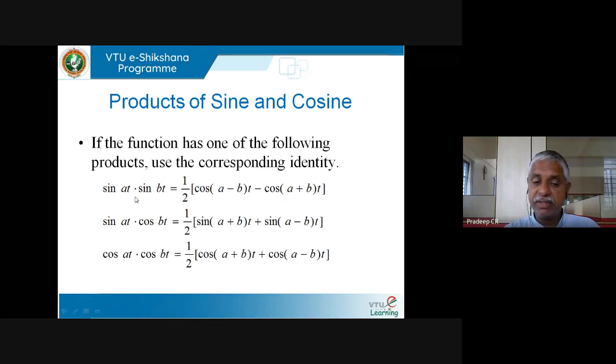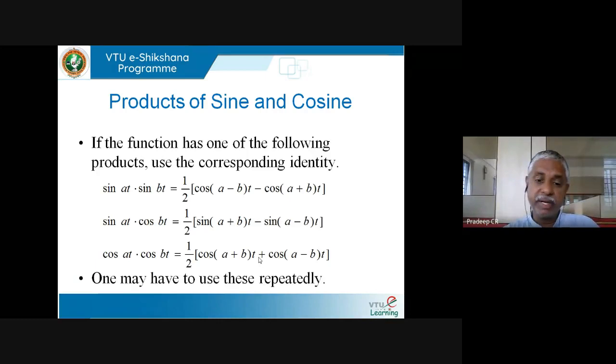Laplace of sine At sine Bt. Similarly, sine At cos Bt, that also has a formula in terms of sine (A plus B) and (A minus B). Similarly, cos A t cos B t, if I want to find Laplace, it is half Laplace of cos (A plus B)t plus half cos (A minus B)t. So this again I can find in a similar way. So these are the standard techniques to find Laplace of various functions which are built from elementary functions.